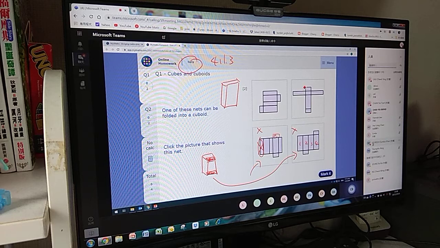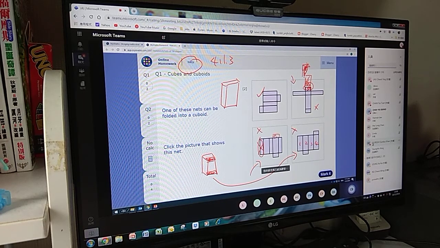And also this one, if you try to fold this one, then the shape will be like... okay, it's very difficult. Maybe the problem is this side. Okay, because this side should be the long side, in order to cover the overall length. So this one is also not correct. So the correct answer is this one.